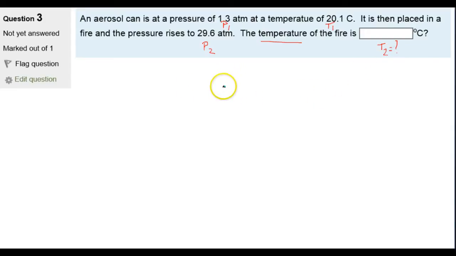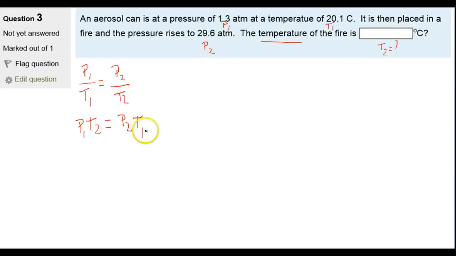So in this problem here, how do you know what formula to use? Well, we're dealing with pressure and temperature here, and that is going to be Gay-Lussac's law. Gay-Lussac's law states that P1 over T1 should equal P2 over T2. And once again, we can cross multiply to get rid of these fractions here, and we will end up with P1 T2 equaling P2 T1.